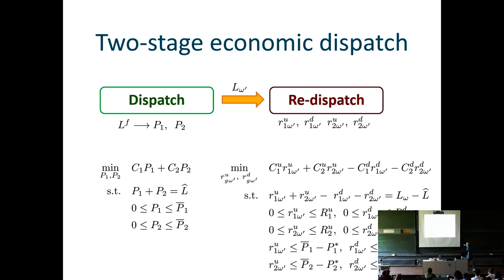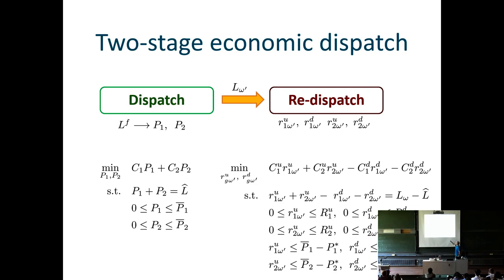Then we have the power balance, the real-time dispatch power balance, which is the upward regulation minus the downward regulation equal to the load minus the forecast in our case. That is the deviation of the load with respect to the forecast, the forecast error. Then we have the constraints on the upward regulation and downward regulation that each unit can provide, based on these capacities here.